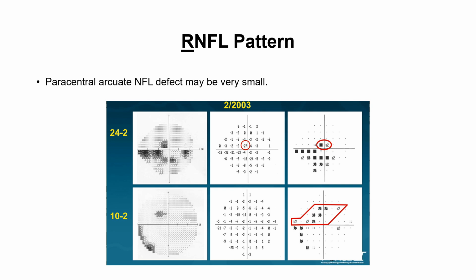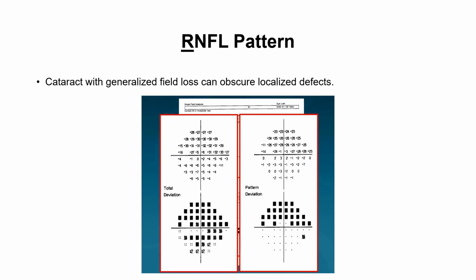But however, when you do 10-2, you will see that the paracentral acute RNF layer defect is much higher. Not only that, it's much higher. So sometimes these paracentral acute RNF layer defects, as we said previously, you can detect them using the 10-2. I'm stressing more on this point just to keep them memorized by heart.